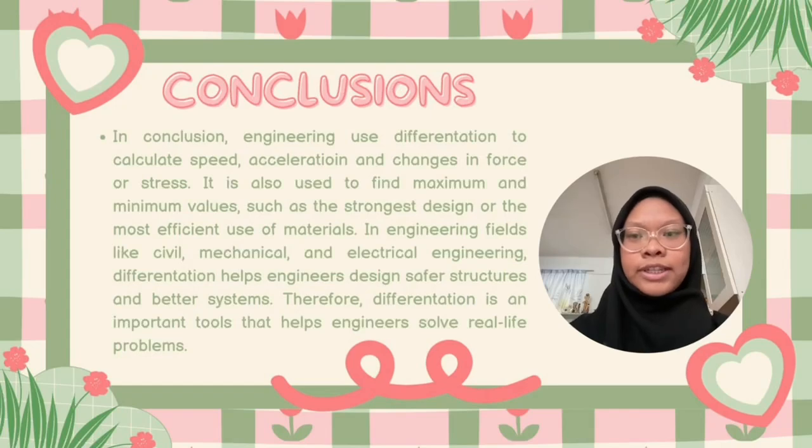In conclusion, engineers use differentiation to calculate speed, acceleration, and change in force or stress. It is also used to find maximum and minimum values, such as the strongest design or the most efficient use of materials. In engineering fields like civil, mechanical, and electrical engineering, differentiation helps engineers design safer structures and better systems. Therefore, differentiation is an important tool that helps engineers solve real-life problems.